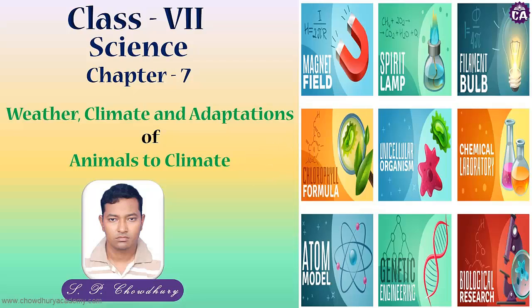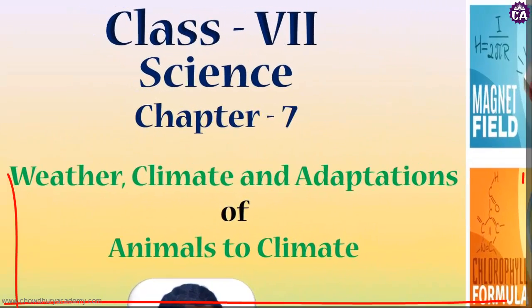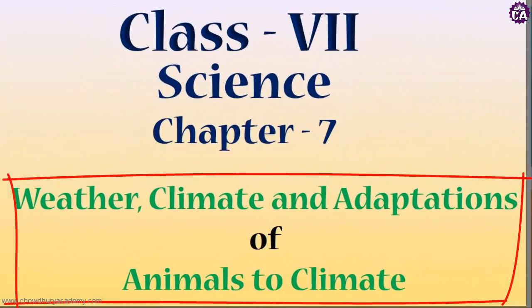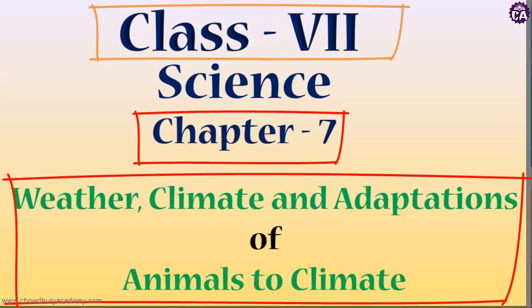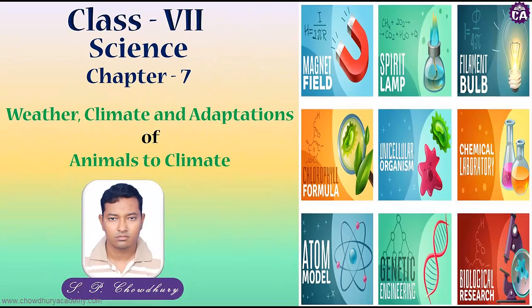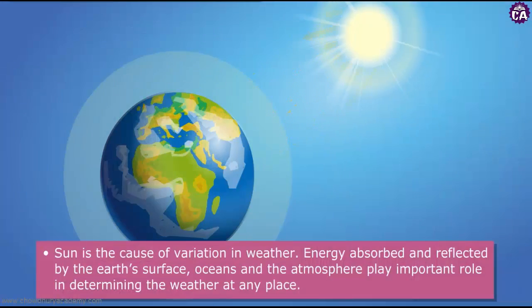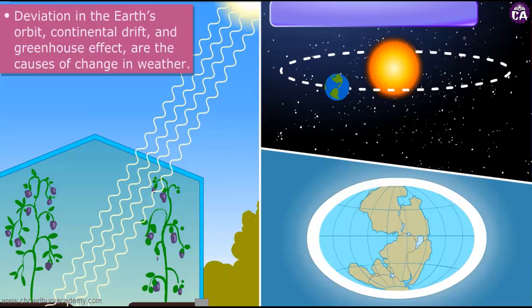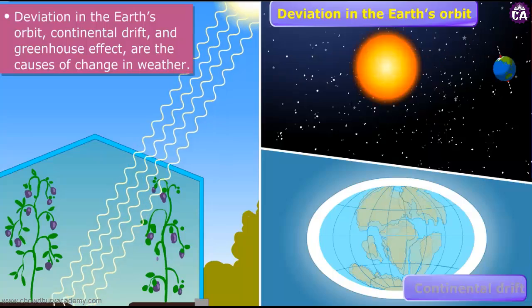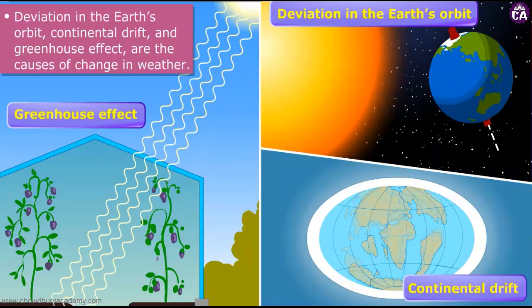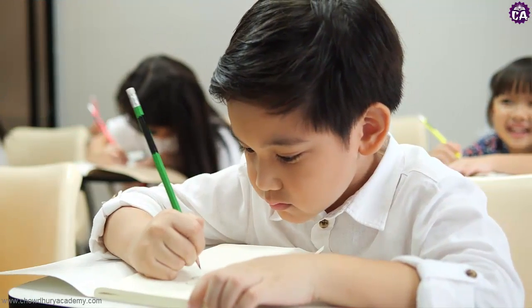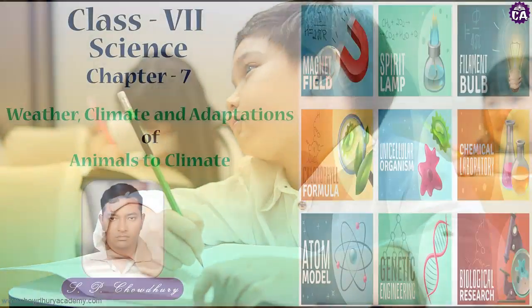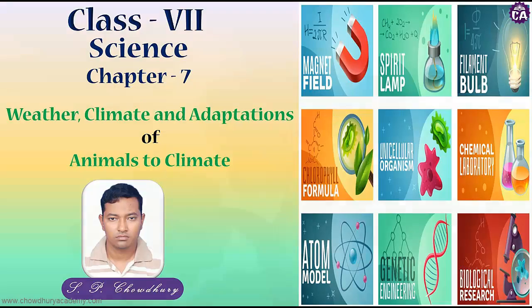In this video, we are going to learn about weather, climate and adaptations of animals to climate from Chapter 7 for Class 7. I am sure, after watching this animated tutorial, all your doubts will be cleared. You will be able to answer all the possible questions asked from this chapter and of course, without reading dozens of books. Let's start the class.